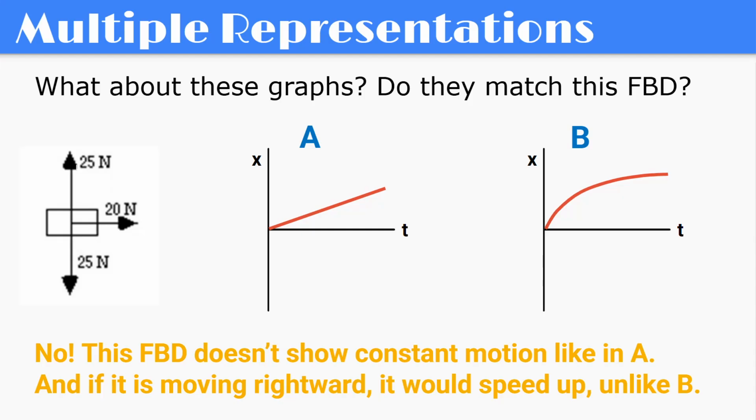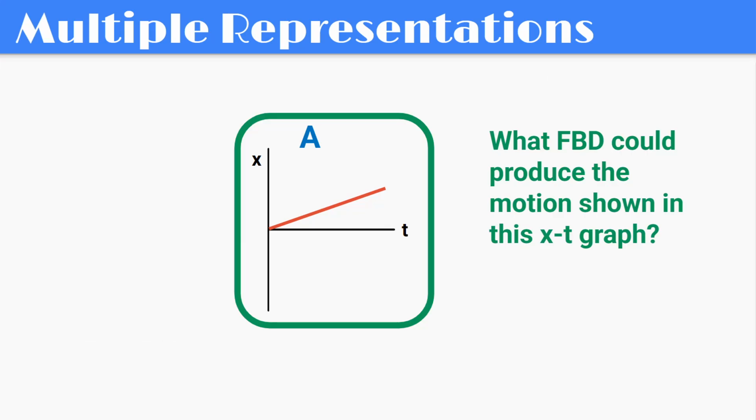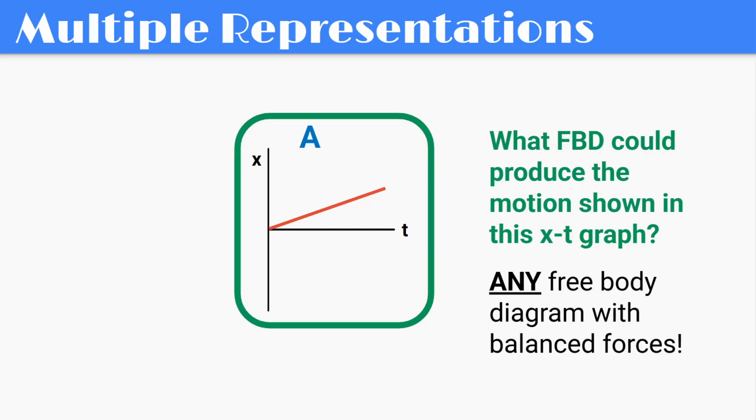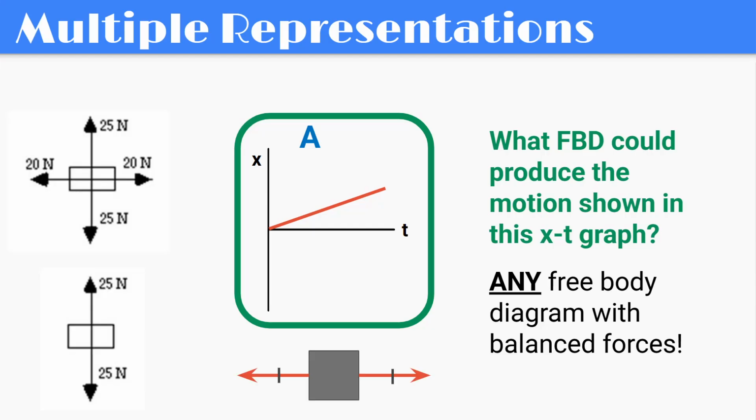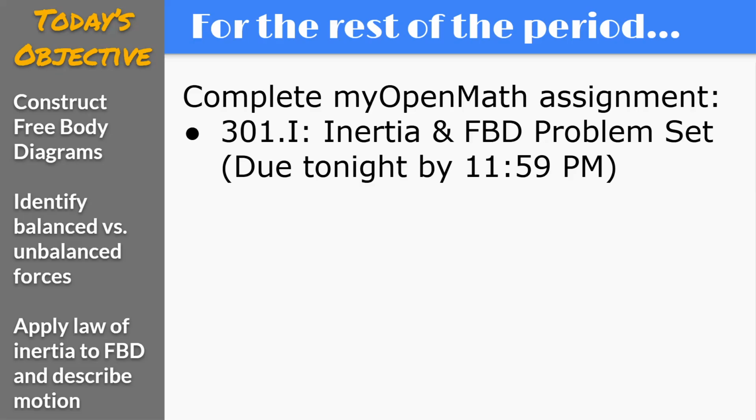Okay, it doesn't show constant motion like A, and if it were moving to the right, it would speed up, unlike B, so it doesn't match that one either. Guys, what would make that? How could we get a graph like this? What would our free body diagram need to look like? Anybody know? Balanced forces. Any free body diagram with balanced forces. Could be that one, that one, that one. Anything with balanced forces could produce that graph. Could. Not necessarily does, but could. That could be true. All right, that's it for today's notes.